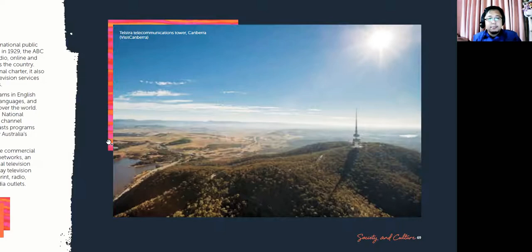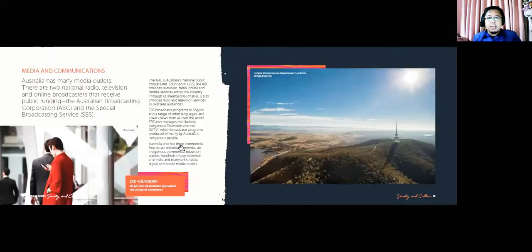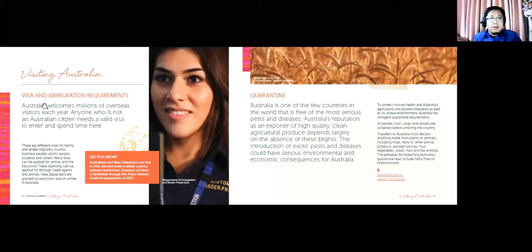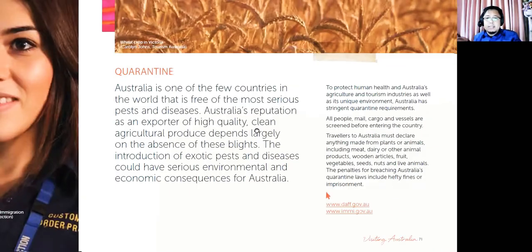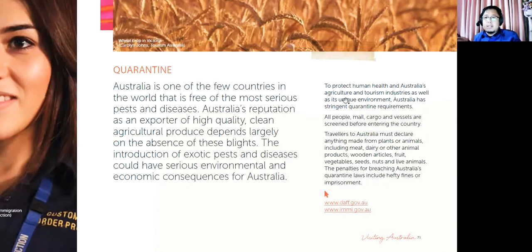Okay, now we come to the next one. It's about visa and immigration requirements. If you're going to apply for a visa in Australia, there is quarantine. Okay, so this is quarantine now. It's very clean. To protect human health in Australia's agriculture and tourism industries as well as the environment, Australia has stringent quarantine requirements. So everything is quarantined, it turns out.